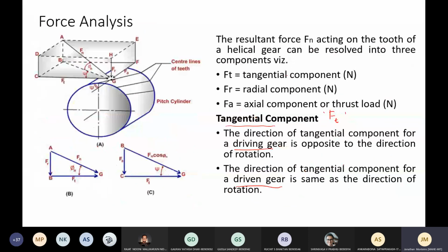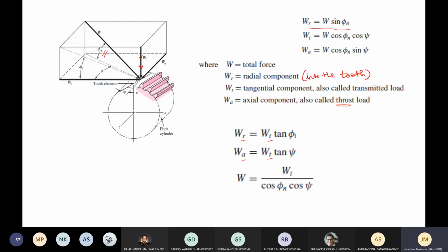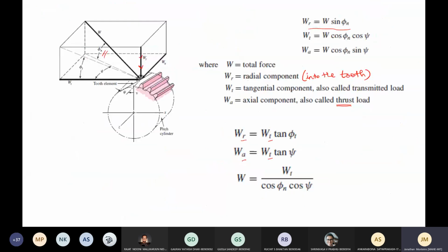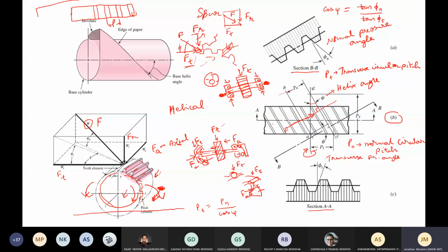So today's class, what we have learned, what we have understood is the importance of the virtual number of teeth. First of all, we understood what is the importance of axial force and how that is limited, or how it is taken care of by use of different bearings. That is one thing. Then how many components exist and what is their effect on the tooth, and what is the relationship between them given the helix angle and other angles, that is normal pressure angle and the transverse pressure angle. Okay, so this is what we have discussed.